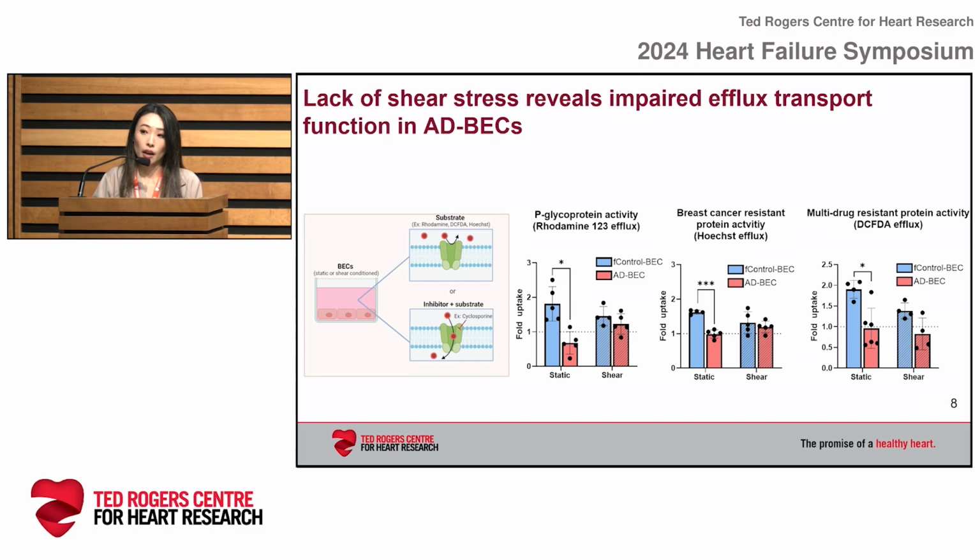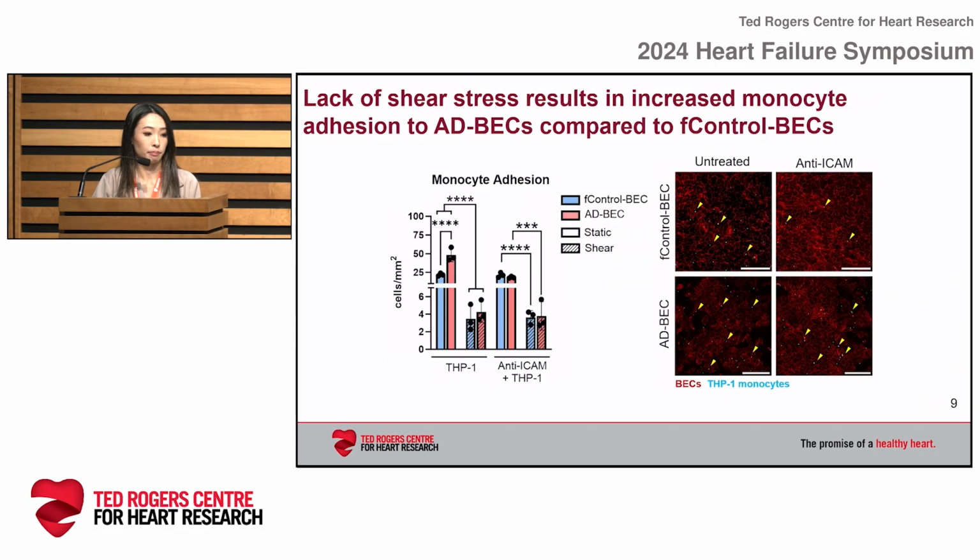And we can observe that under the static conditions, there is a significant decrease in efflux transport activity for the ADBCs, or the Alzheimer's disease brain endothelial cells, as compared to the control groups. And once shear stress is applied, these differences are no longer apparent, suggesting that the lack of shear stress reveals impaired efflux transport function in ADBCs.